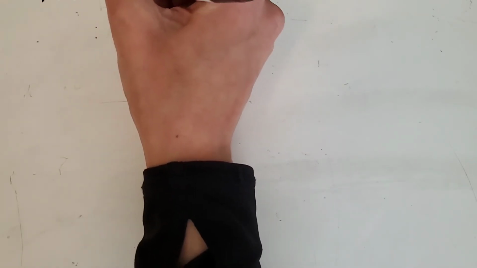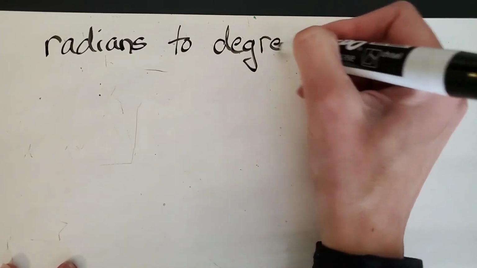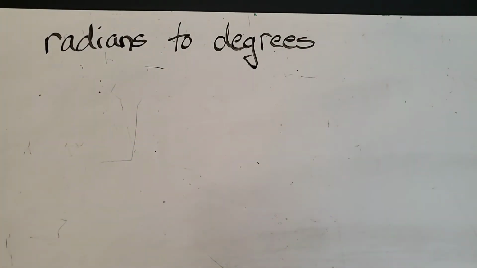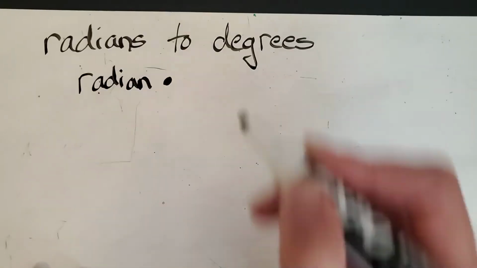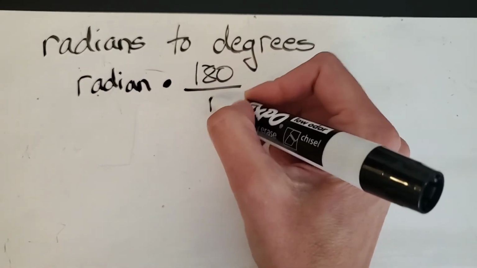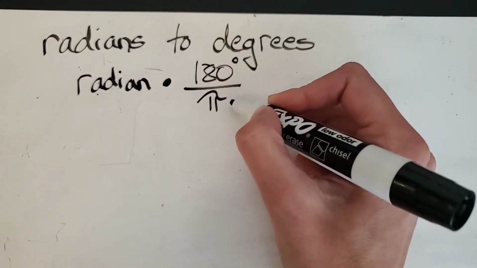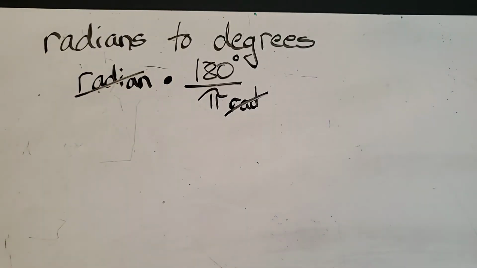All right, let's see if we can go the other way. Can we go from radians to degrees? Well, the nice thing here is you take your radian measure, and instead of multiplying by pi over 180, you're going to multiply by 180 over pi because the top is degrees, the bottom is radians. Those radians will cancel out and you'll be left with degrees.